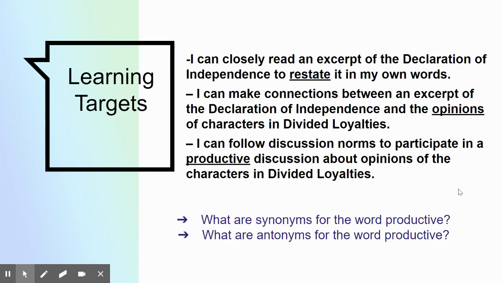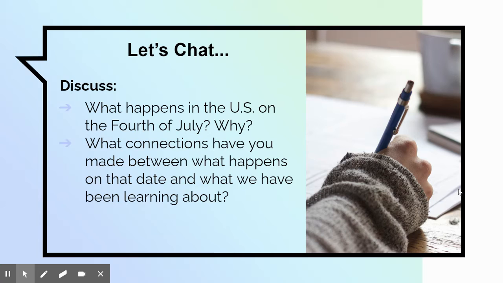So think about the word productive, and think about what productive means. What are some words that are synonyms? They have the same meanings. And what are some words that are antonyms? They have opposite meanings. Okay, so if you're in class, we're going to discuss this. If you're watching this independently, I want you to think about the answers to these questions.